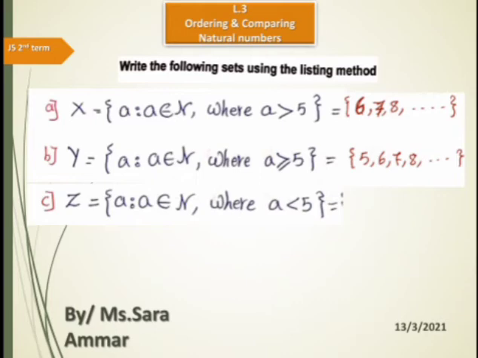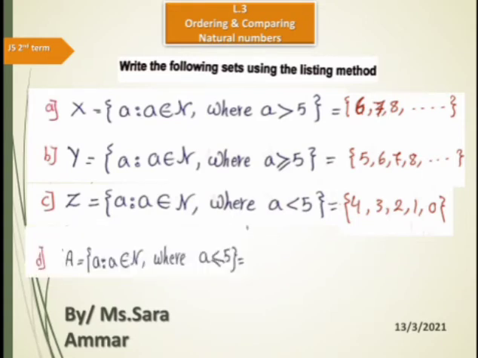Now here set Z also contains some elements A, which are natural numbers, and A is what? Less than 5. So A smaller than 5. It's important to learn how to read the sign. It's opening its mouth toward the 5, so A is smaller than 5. Now smaller than 5 in the natural numbers will be 4, 3, 2, 1. Can I stop at 1? No, because the natural numbers also have 0.